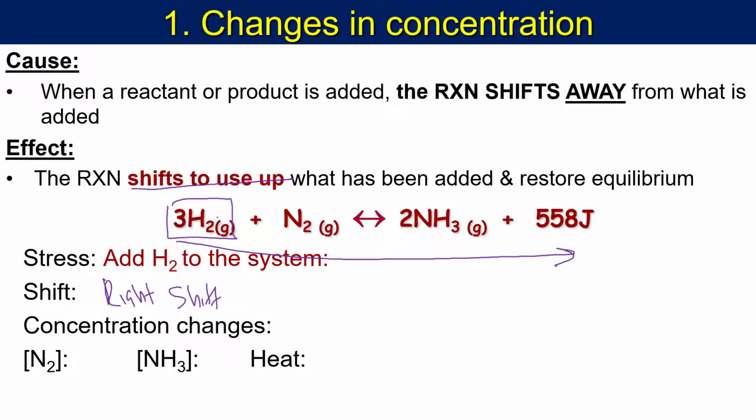Every time we do that, we are synthesizing NH3 using up H2 and N2. So my amount of N2 in the system goes down. My amount of NH3, because I've made that, goes up. And every time I make 2 moles of NH3, I'm also getting heat. So that goes up as well. So that's what happens when you add something to a reaction.